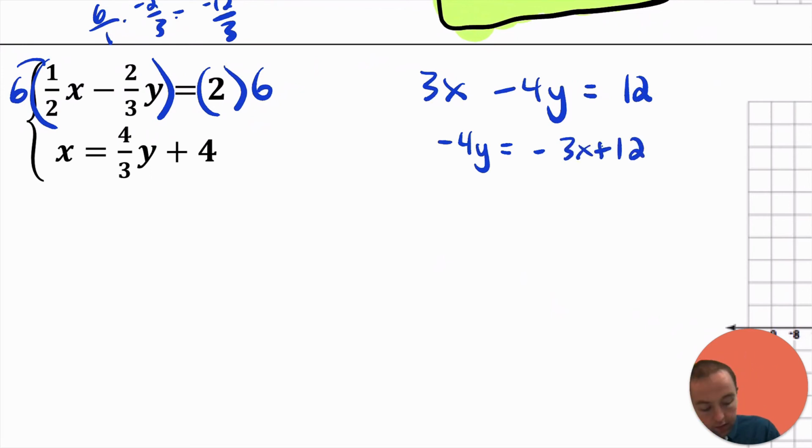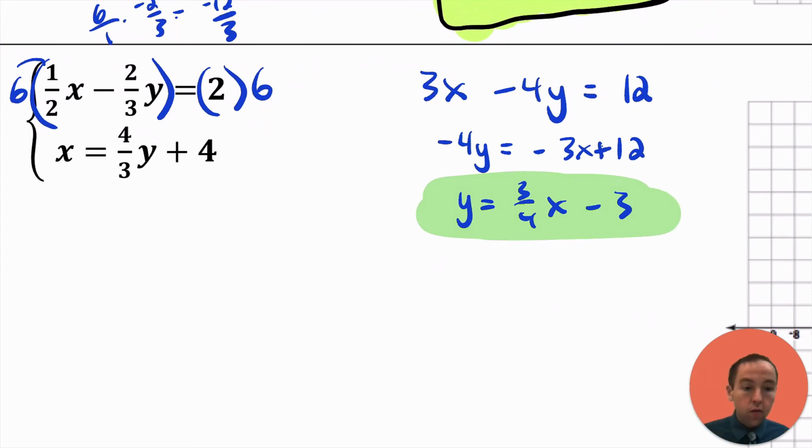And then if you divide everything by -4, you're going to get positive 3/4 x, because you did a negative divide by negative. And then if you divide the 12 by the -4, you're going to get -3. And so that right there gives you the first condition.